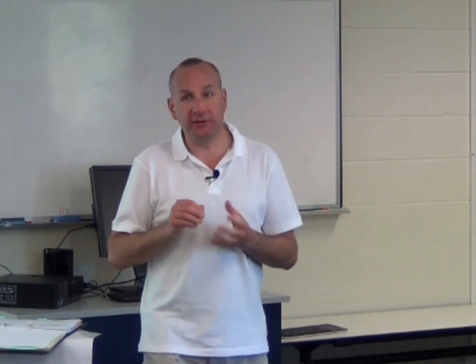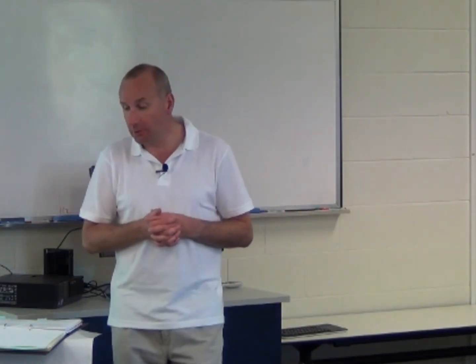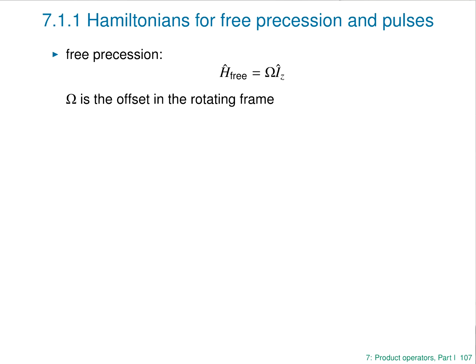So by using this kind of approach, we can calculate how the density operator varies with time, and then we can interpret what that actually means just by looking at the coefficients of Ix, Iy, and Iz. And you don't really need to worry too much about where this comes from or how it works. This is how you're going to use it. So first of all, let's have a think about the Hamiltonians, because we need to know the Hamiltonian to put it into that equation to work out how the density operator varies with time.